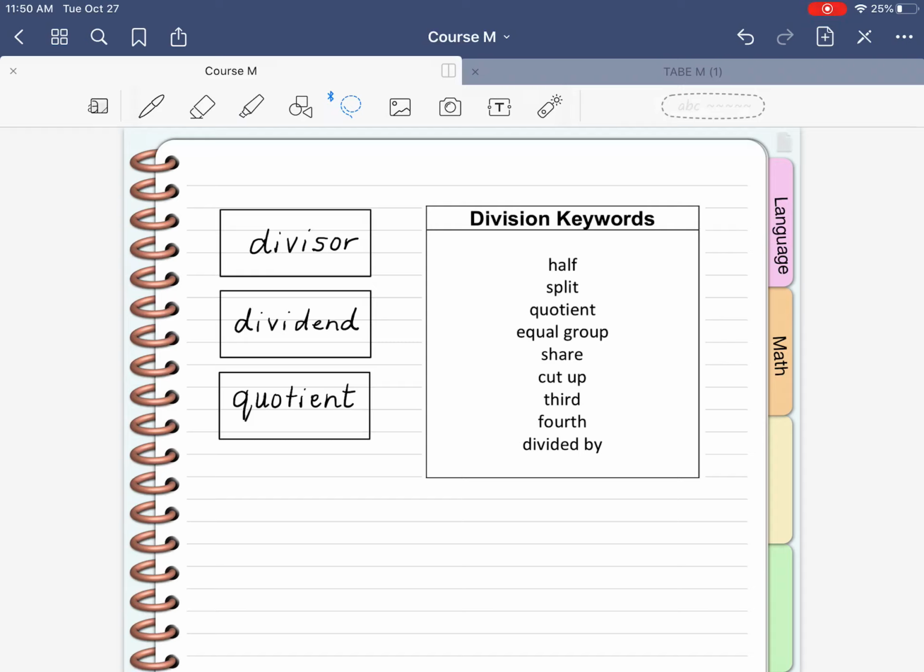Hello there, and welcome to math class. In today's lesson, we are going to be looking at division.